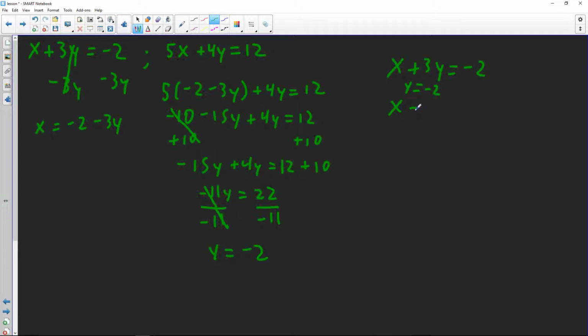We're going to have x plus 3 times negative 2 is equal to negative 2. So we're going to have x minus 6 is equal to negative 2. So if we move the 6 to the other side, we're going to have x is equal to negative 2 plus 6. So x is equal to 4. So our point then is going to be 4, negative 2.